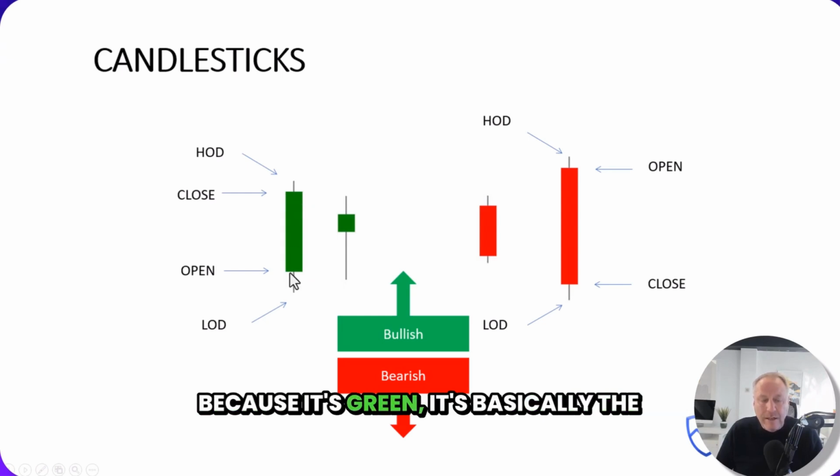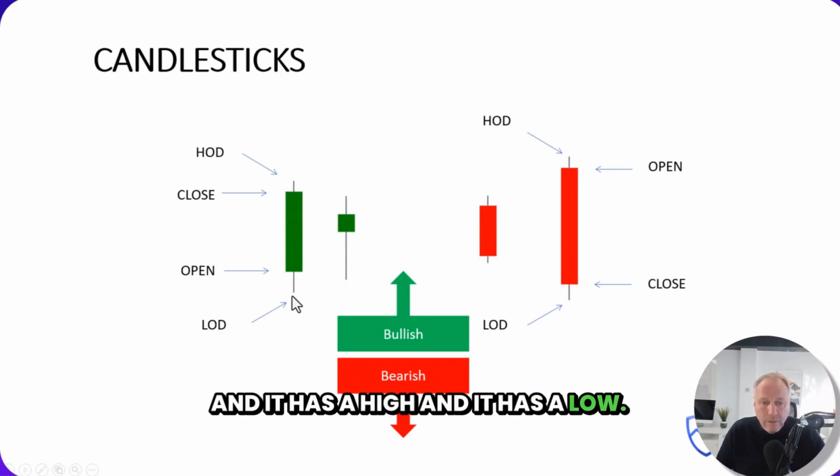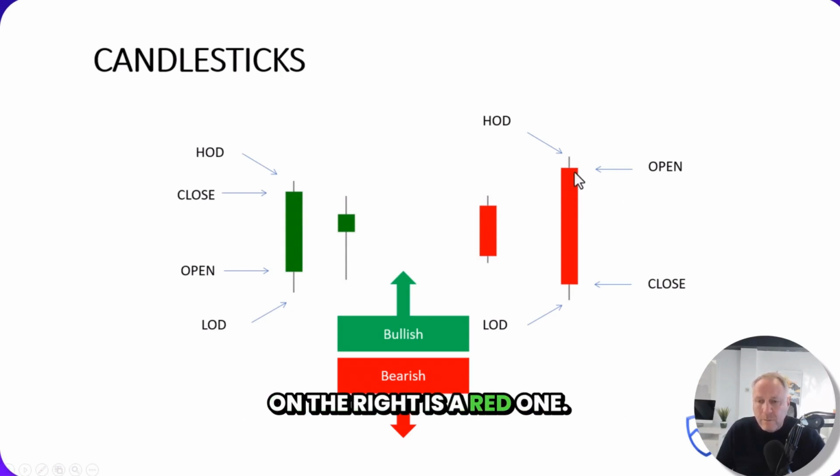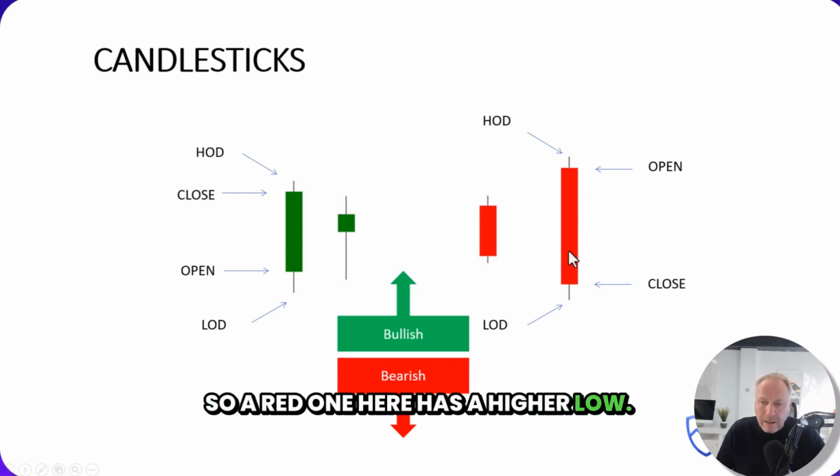Because it's green, basically the bulls have won it, all right? And it has a high and it has a low. These are the wicks. On the right is a red one. So a red one here has a high and low. It's got a body inside here. And the sellers have won the battle of that candlestick.